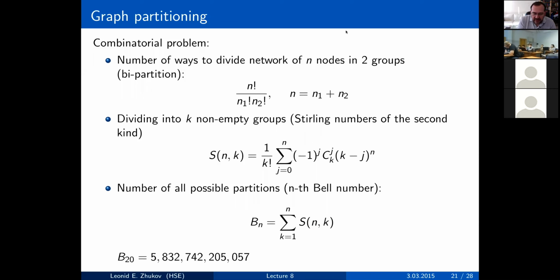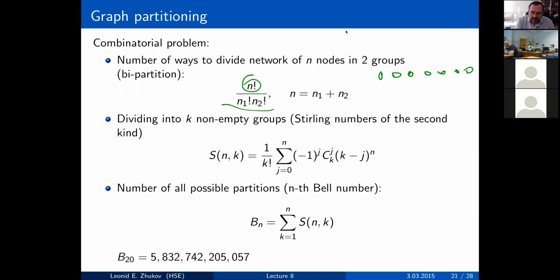Well, the way to think about this formula is very simple. If you have n objects, and let's just think about nodes of the graph, well, there are n factorial ways to arrange them, right? N factorial ways to arrange them.